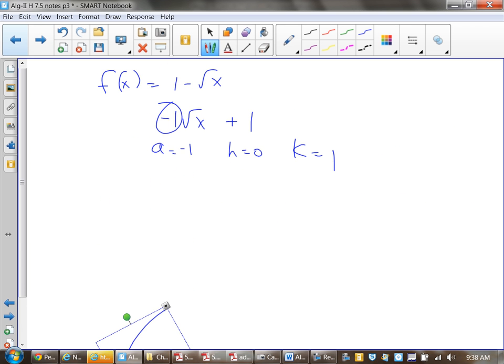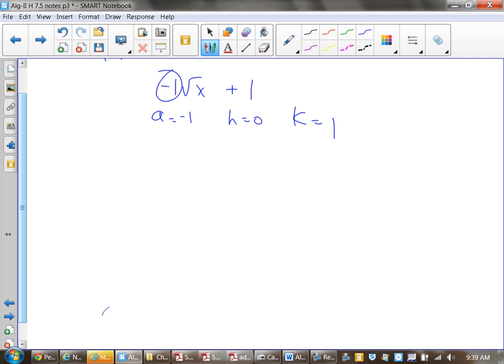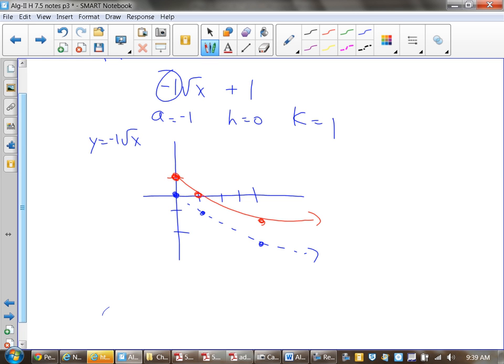So in this case, if we go to graph this one, your a value is negative 1. So my parent function is going to be y equals negative 1 root x. It's going to be at 0, 0. At 1, it becomes negative 1, because it's going the other direction. And then at 4, it becomes negative 2. So this is the parent function. To that, there's no horizontal shift, but there is a vertical shift going up 1. Do you agree? Yeah. So my new starting point is here, here, and here. So this is the curve that I worry about for my domain and range.